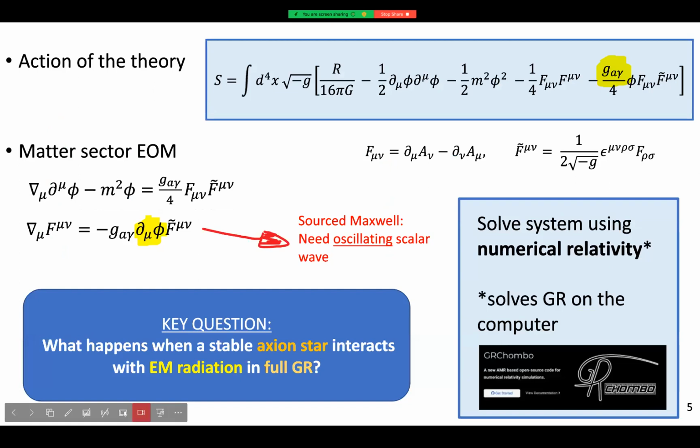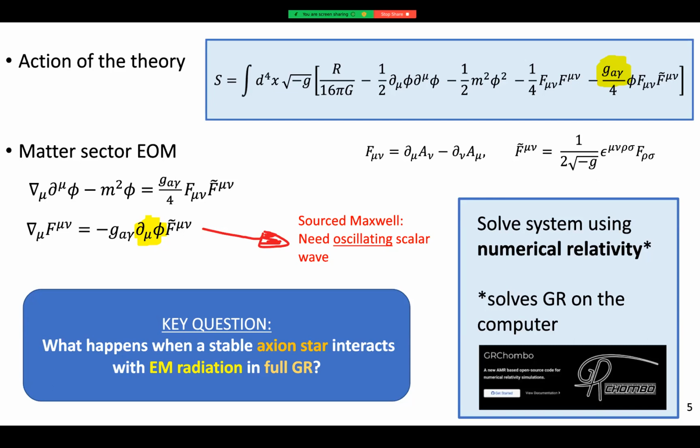Here on this slide, you can see the action of my theory. As you can see, I have the usual gravity term, and the usual kinetic terms for the scalar field and for the field strength tensor. Just to recap, in my action, phi is my axion field, a real scalar field, and F mu nu is the usual field strength tensor, essentially representing the electromagnetic field. My axion is in the m squared phi squared potential, which in this case means that we're ignoring self-interactions because we don't have the higher order terms.